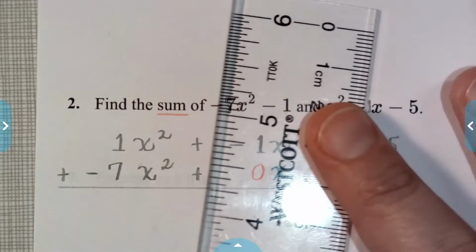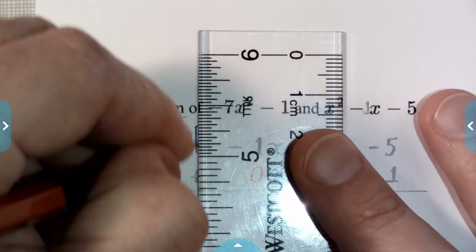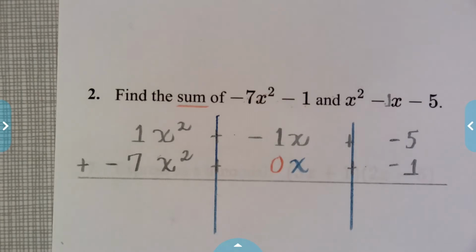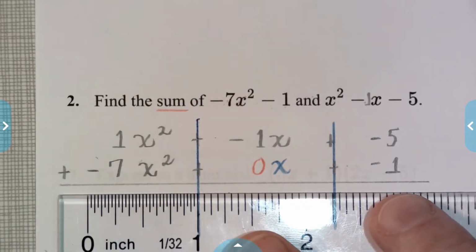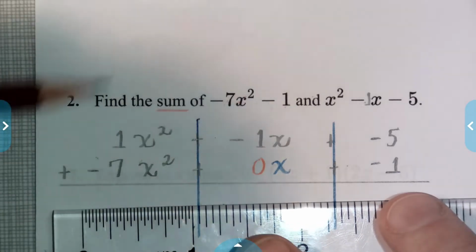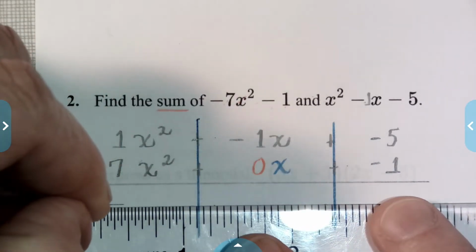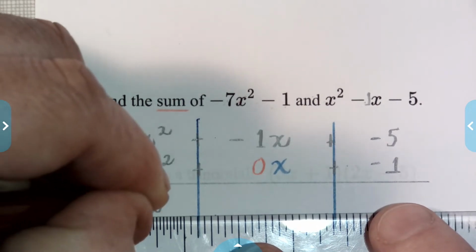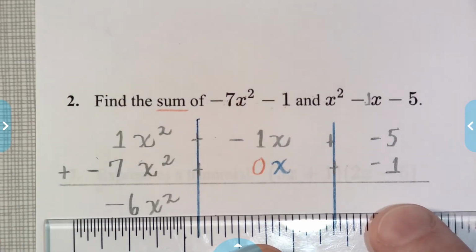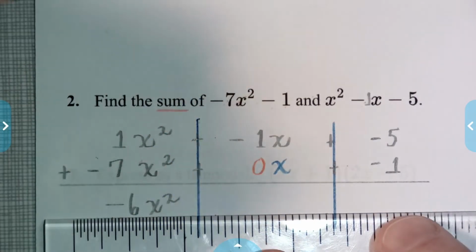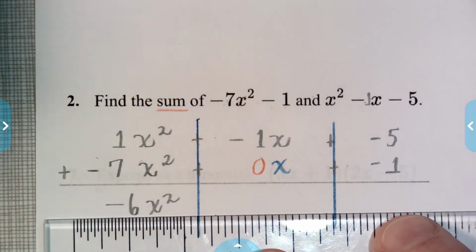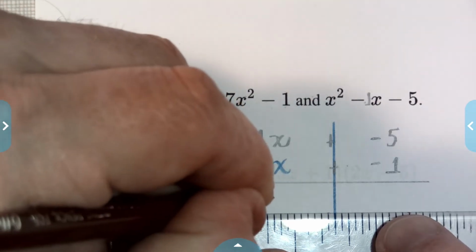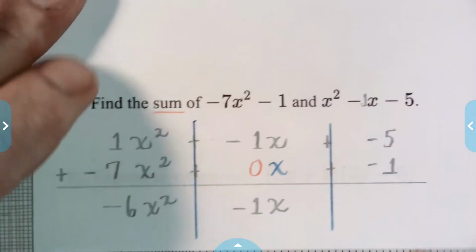And we'll break out our column method. Okay, let's work on this one. So what's 1 minus 7, right? That's going to be negative 6x squared. And then what have we got here? Negative 1x plus 0x is going to be minus 1x. So I'll go ahead and write negative 1x. Notice that I just keep interchangeably using minus and negative.